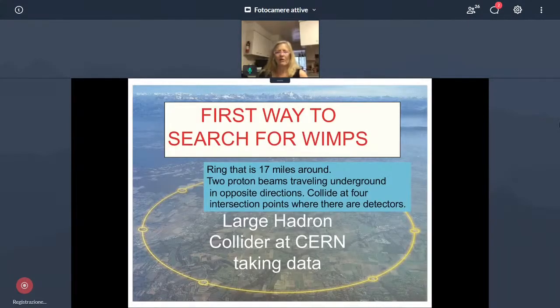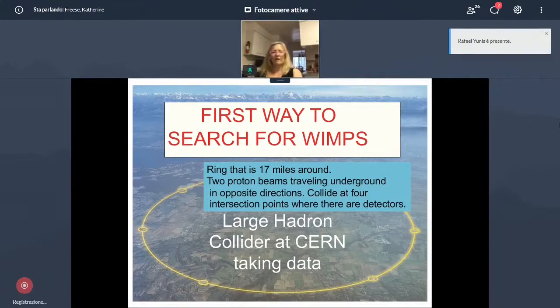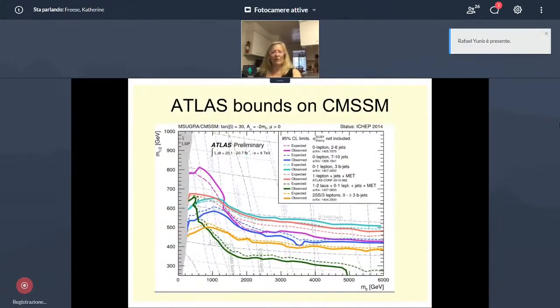The first way to search for WIMPs is making them. There are attempts at CERN with the Large Hadron Collider, where there is a 17-mile ring with two proton beams accelerated in opposite directions, and they collide at 4 intersection points where there are detectors. If you go to the next slide, when the two protons collide, there's the attempt to look for supersymmetry coming out of that collision. Nothing was found as a positive signal, but instead there are bounds such as this one, which is out of date, but the same idea still applies.